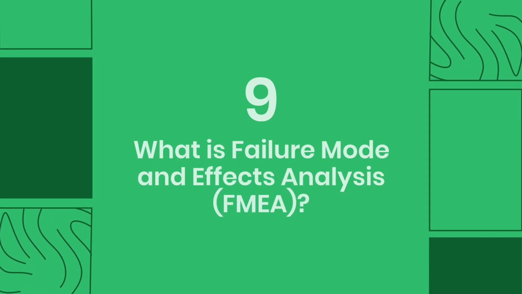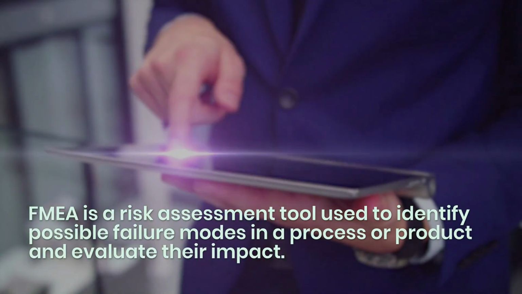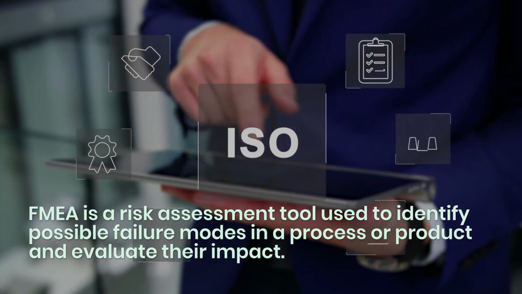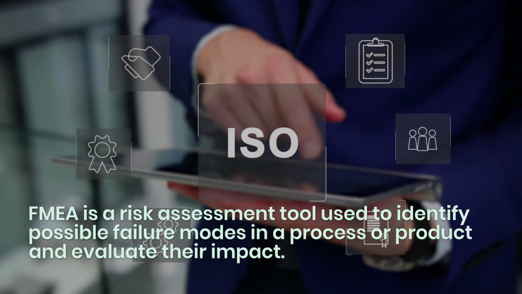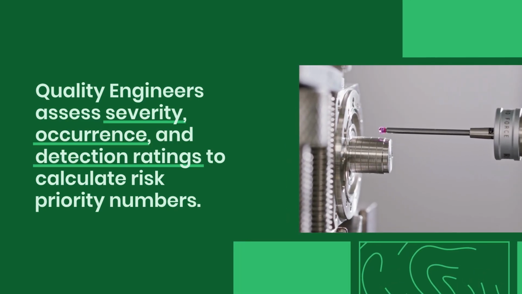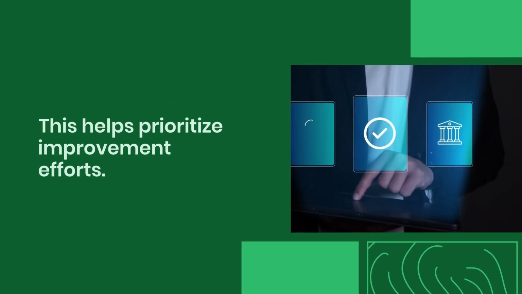9. What is failure mode and effects analysis, FMEA? FMEA is a risk assessment tool used to identify possible failure modes in a process or product and evaluate their impact. Quality engineers assess severity, occurrence, and detection ratings to calculate risk priority numbers. This helps prioritize improvement efforts.